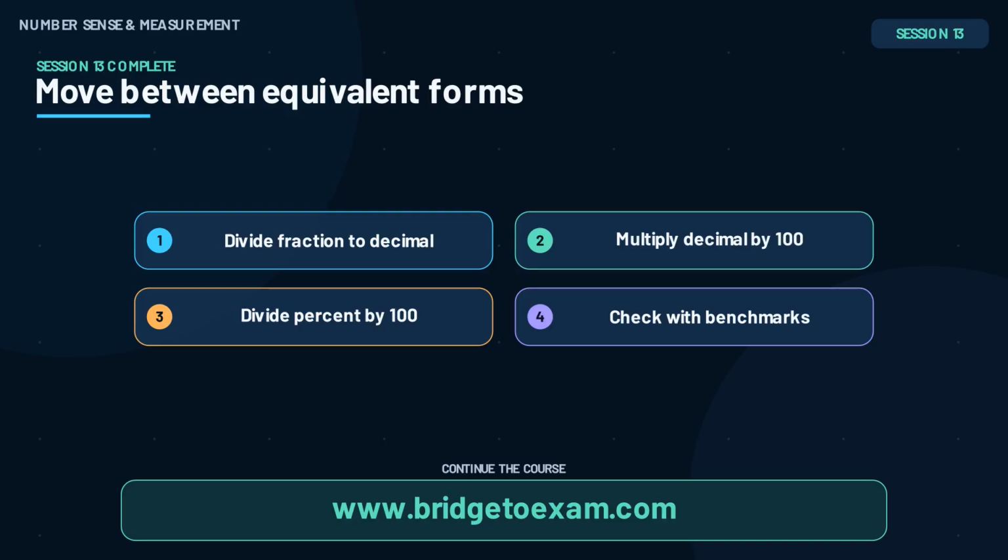Convert fractions through division, decimals to percents by multiplying by 100, and percents to decimals by dividing by 100. Simplify fractional results and use 0, 1/2, 1, and 100% as benchmarks.